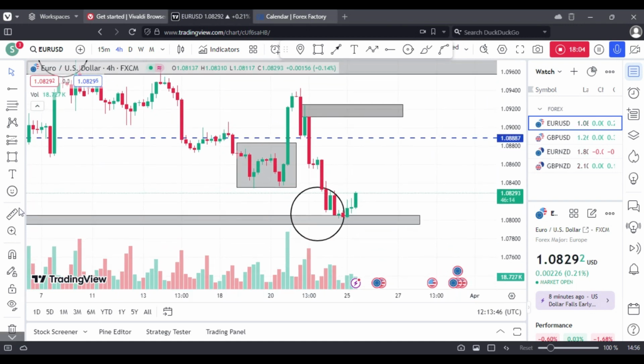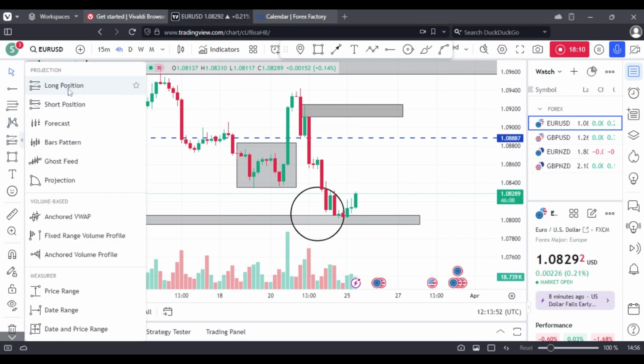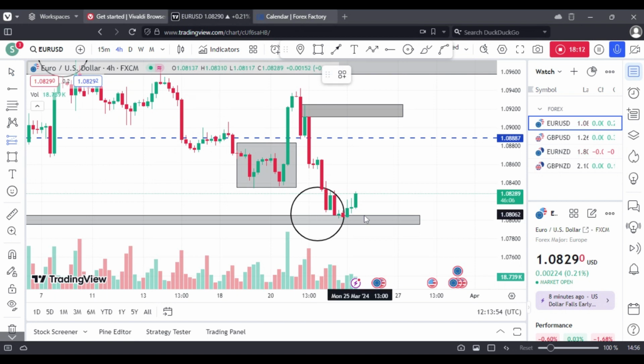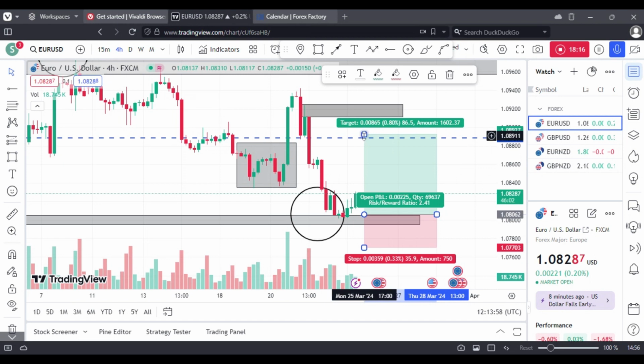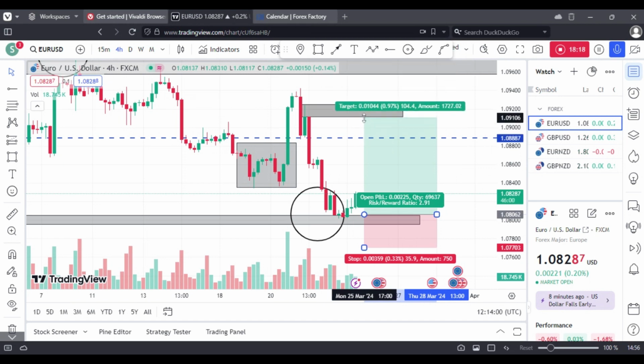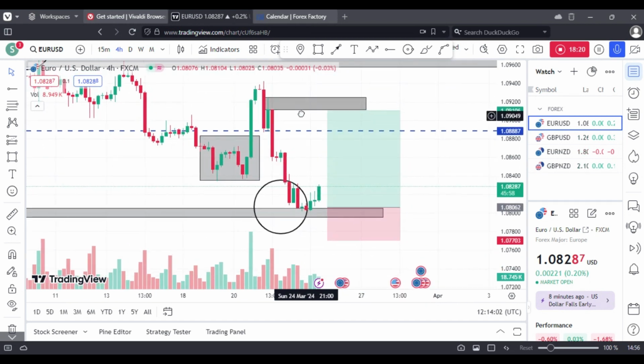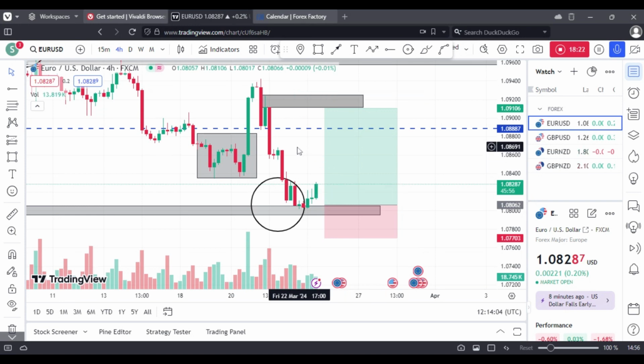So I'm waiting to see if you will get an entry, and I hope you'll go to your chart. Can you also analyze and tell me what you think? What are you seeing? Are you seeing the same thing that I'm seeing? And if it retests and gives us an entry, then this is where you enter.